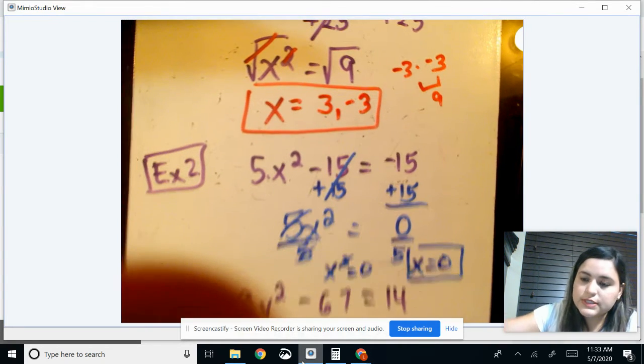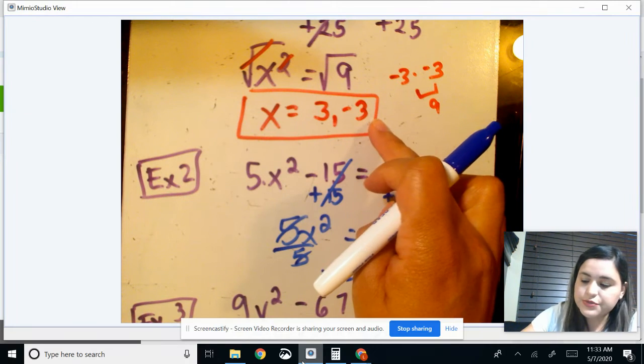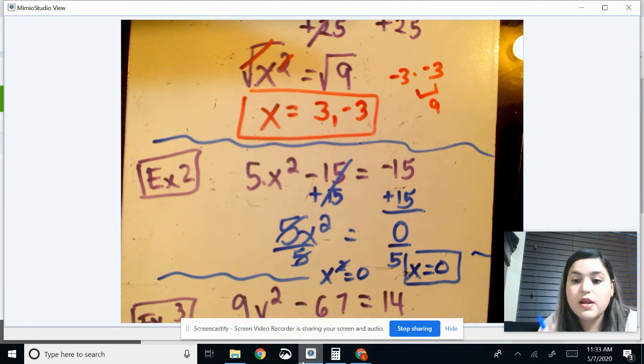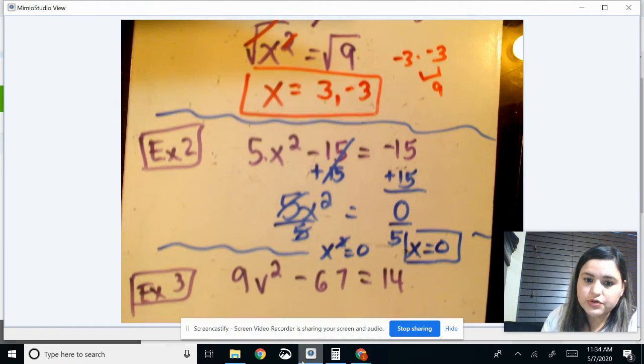I want you to notice these things. I want you to notice how many solutions we have here, how many solutions we have on the second one. The number of solutions, not the solution itself. I want you to notice these things.